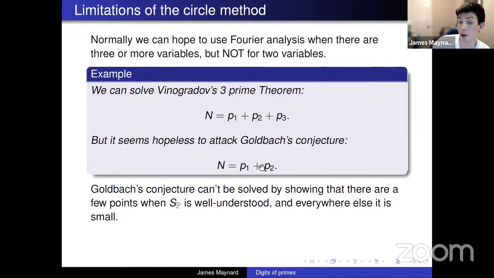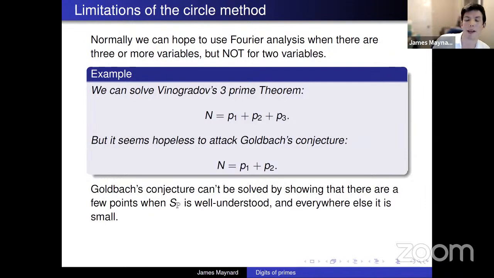then this whole method seems to completely break down, because the philosophy was there should just be a small number of Fourier frequencies which are giving the main contribution to the overall integral, and everywhere else the Fourier transforms should be small. But it turns out that they're not small enough in 2 variable equations for you to possibly be able to just trivially discard them. And so this is a well-known obstacle to, say, trying to prove Goldbach's conjecture or the twin prime conjecture using this sort of somewhat simple Fourier analysis type argument.